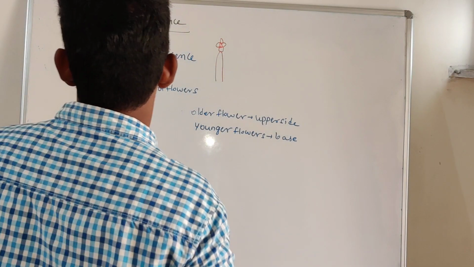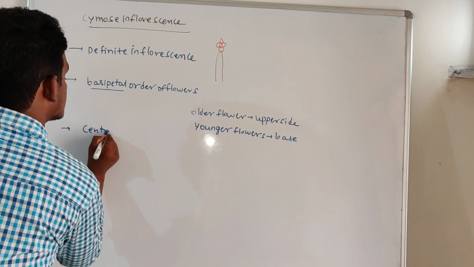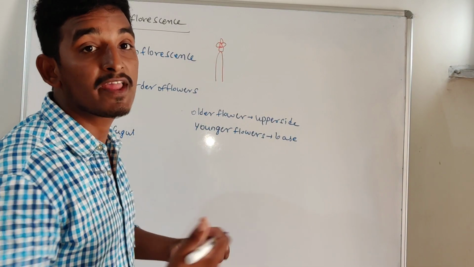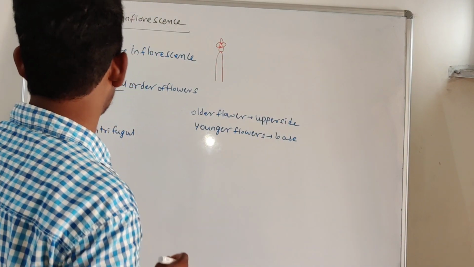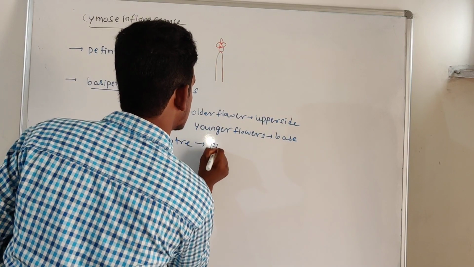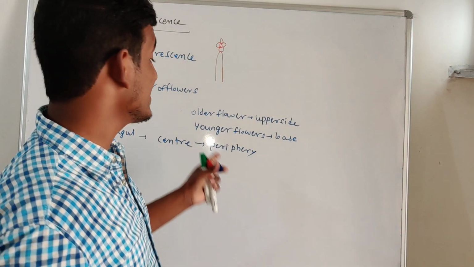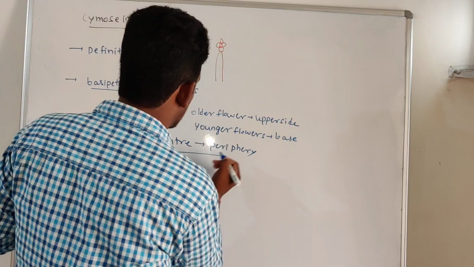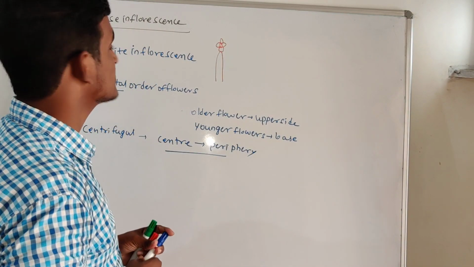Along with that, cymose inflorescence shows a centrifugal arrangement of flowers, that is, opening of flowers from the center towards the periphery. If you look at racemose inflorescence, it has a centripetal arrangement, from the periphery towards the center. But here it shows the centrifugal arrangement. The flowers open from the center towards the periphery, right? So these are the characteristic features of cymose inflorescence.